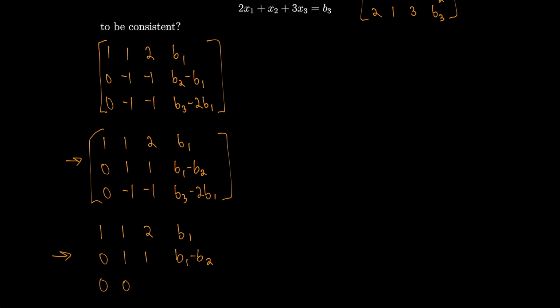My third row will just be 0, 0, 0, B3 minus B2 minus B1. Remember, I'm adding all of this row to this row. So I had to add B1 minus B2 to B3 minus 2B1. The minus 2B1 plus 1B1 gives me minus B1, and then I just kept my minus B2. So this means that we have this thing equals 0.